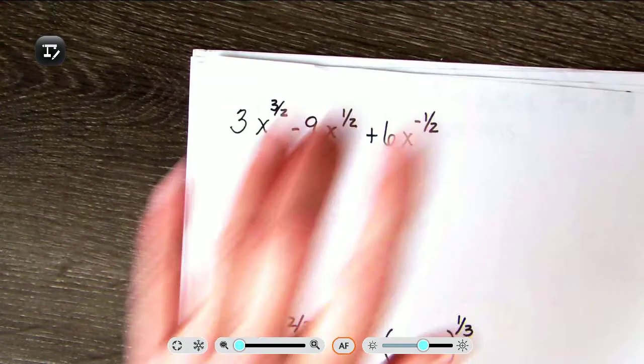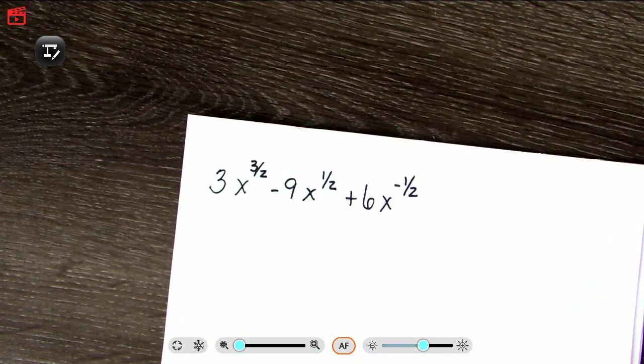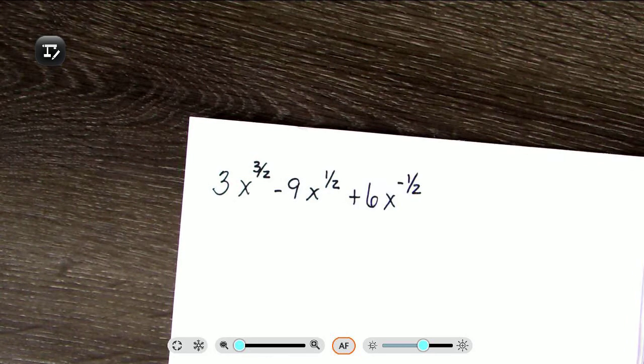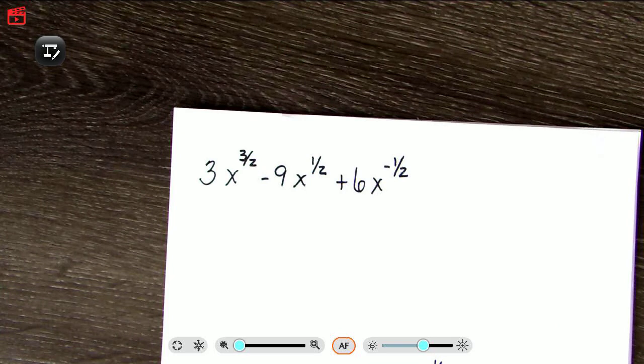Okay, couple more. Just some weird ones. And the reason we do some of these is because there are applications that you will see in calculus where these sorts of things pop up. So we want to make sure to bring them to your attention.